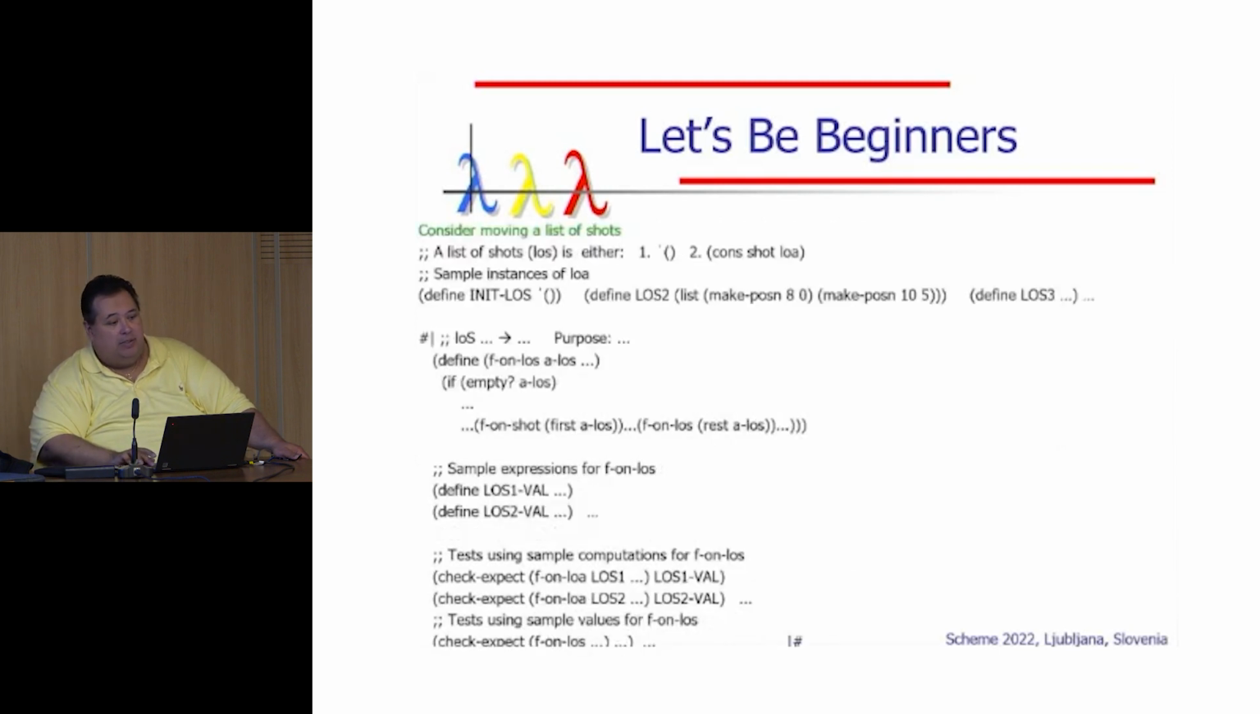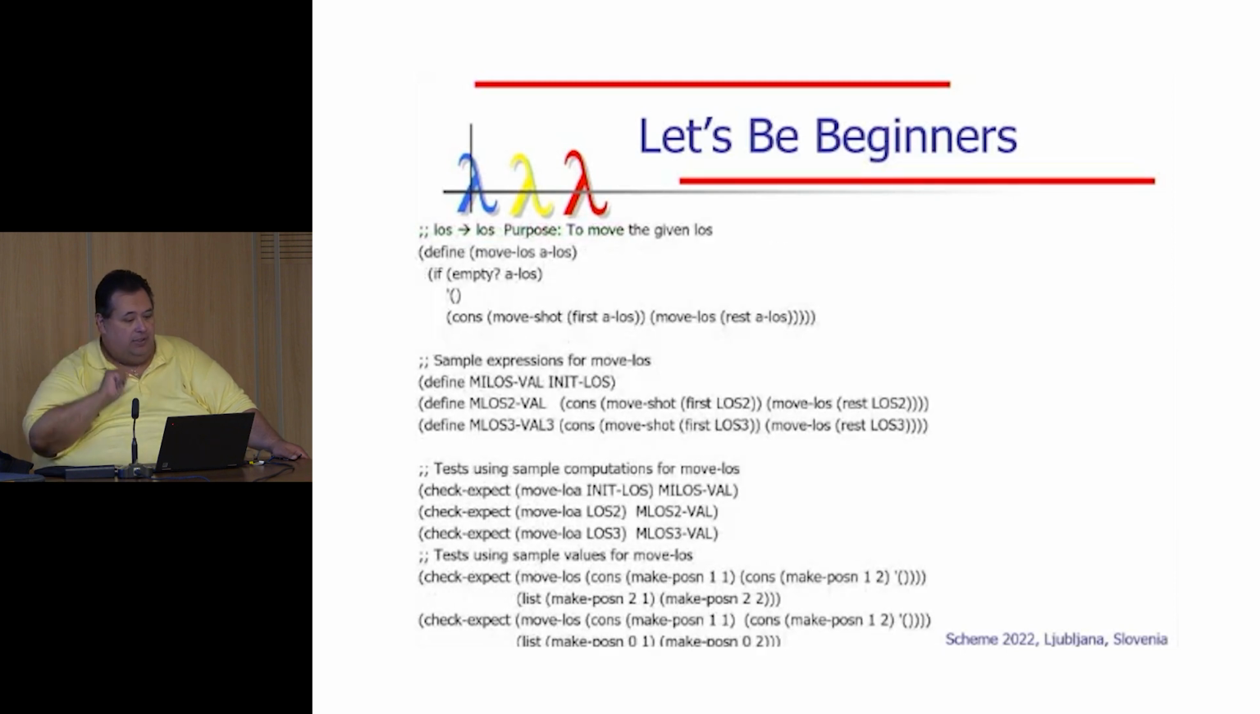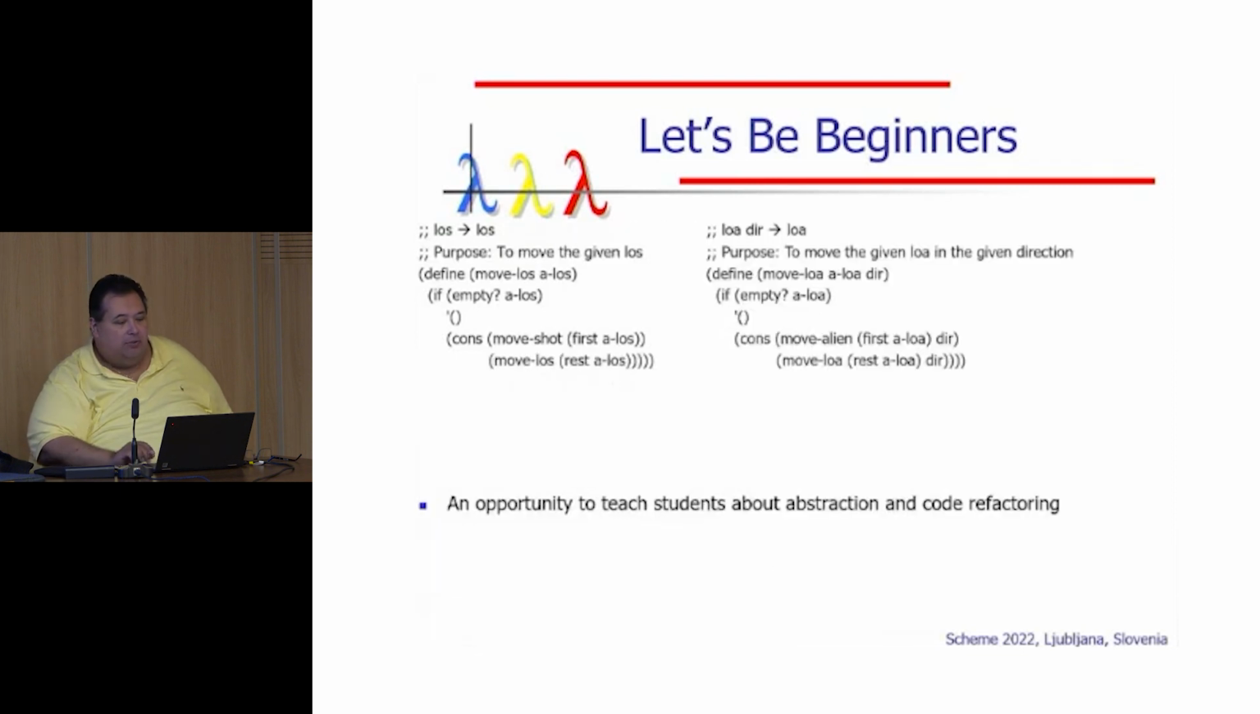And then you ask them, okay, move a list of shots. Okay, you follow the same steps, right? You get your data definitions, your examples, your template, and now you specialize the template and you get a function that looks like that. Okay, and now something has happened, right? Because now if you look at the two functions, they look incredibly similar, right? They're not exactly the same, but they're incredibly similar.